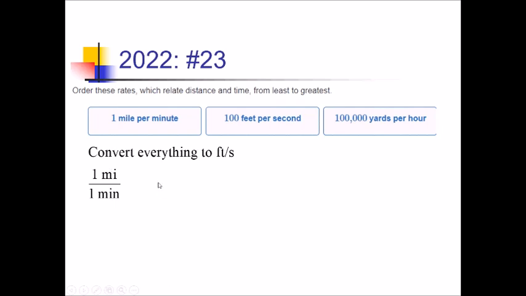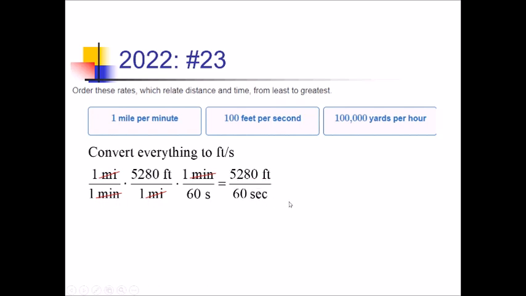First thing I'm going to do is convert miles into feet. I know there are 5,280 feet in a mile, and that's actually on your reference sheet that you can look up. So I'm going to write 5,280 feet over 1 mile, and multiply by this little conversion factor, and this conveniently cancels out the miles. So now I'm going to have feet per minute, but I want feet per second. So next I want to get rid of minutes, so I'm going to have 1 minute for 60 seconds in my next fraction. Now my minutes are canceling out, and I've got 5,280 feet over 60 seconds.